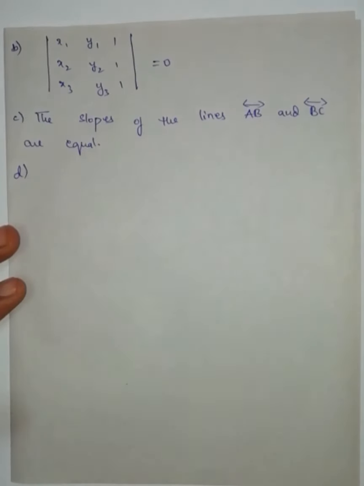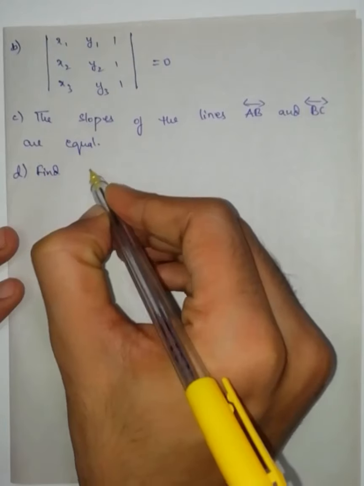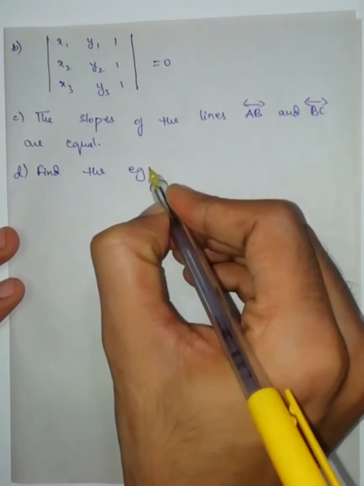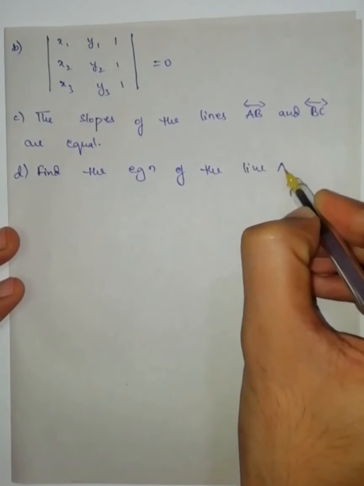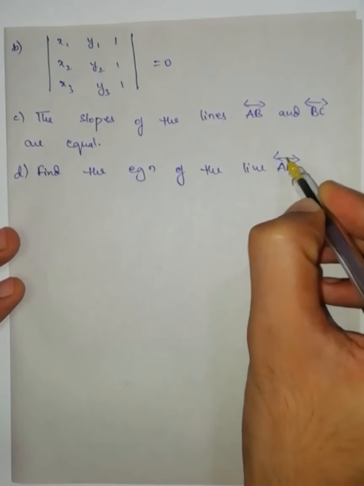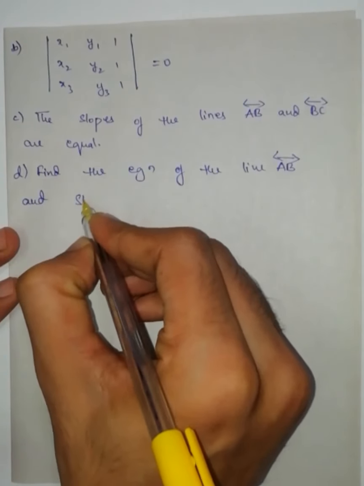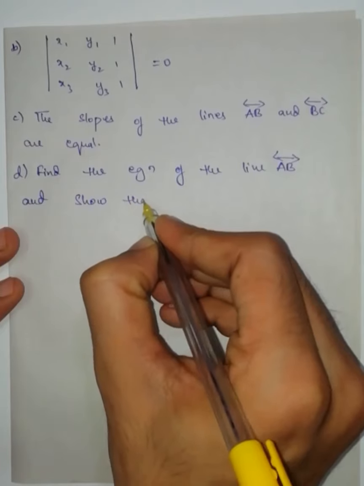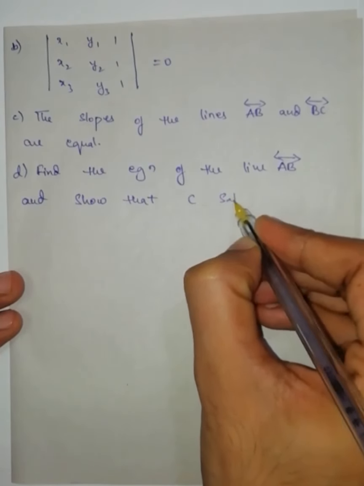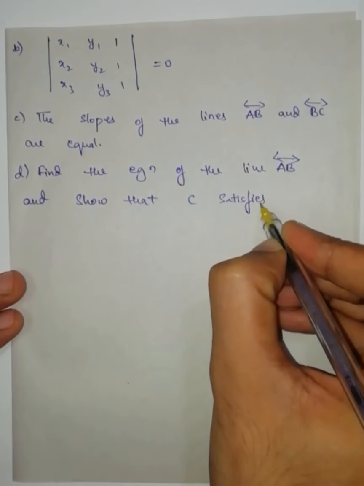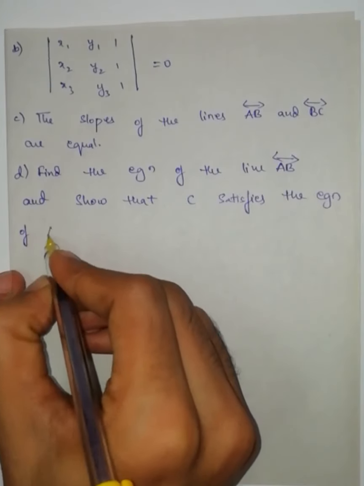Fourth one, find the equation of the line AB. Find the equation of a line AB and show that the point C satisfies the equation of the line AB.